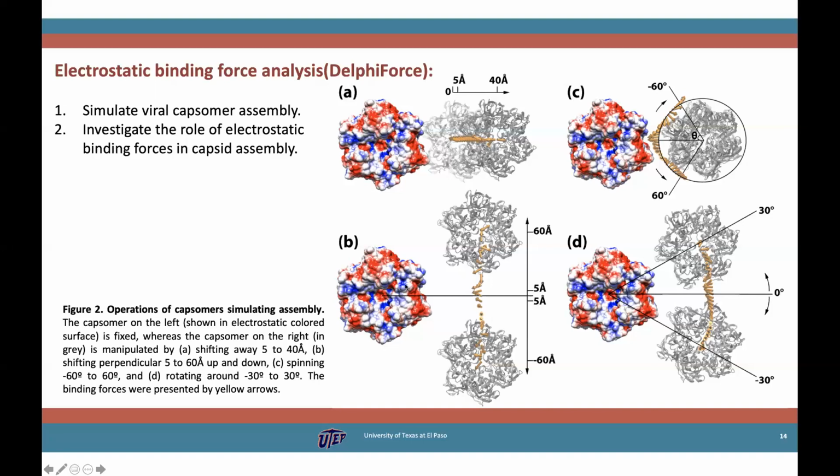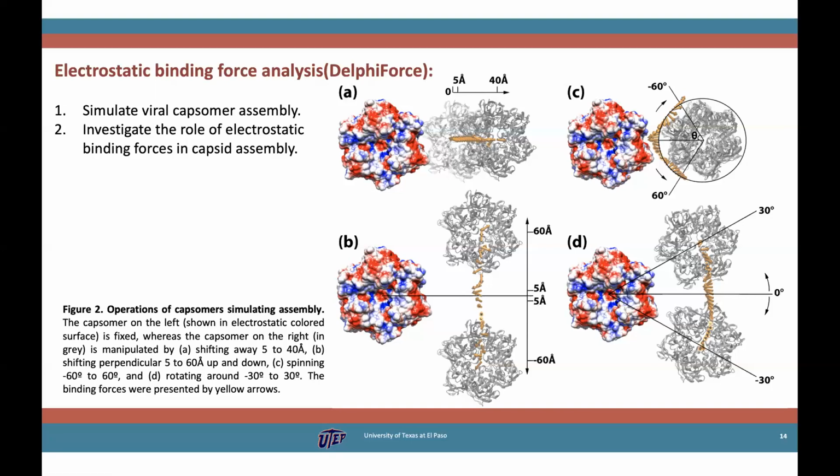So again, it demonstrates there's a binding funnel between capsomer A and B. And here, if you rotate B surrounding A, you will get similar results. So at a certain angle, it's attractive, but beyond this range of angle, it becomes repulsive.